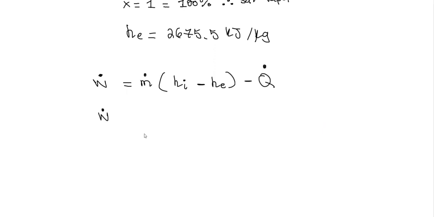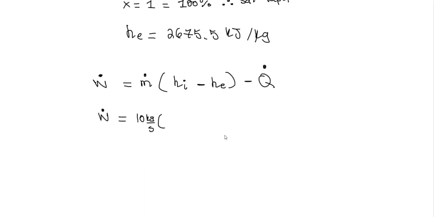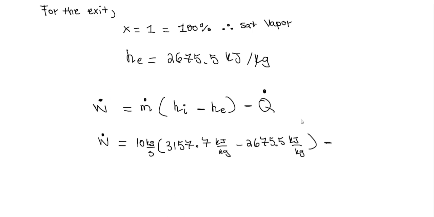So now we have work: the mass flow is 10 kilograms per second, H sub I from above is 3157.7 kilojoules per kilogram, minus this value, 2675.5 kilojoules per kilogram, minus the rate of heat transfer. In this case it's heat lost, so specifically, if we look above, it's minus 10 kilowatts. And you can solve for the rate of work here, or the power.